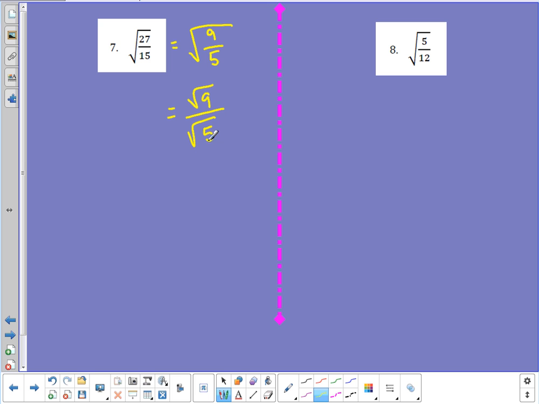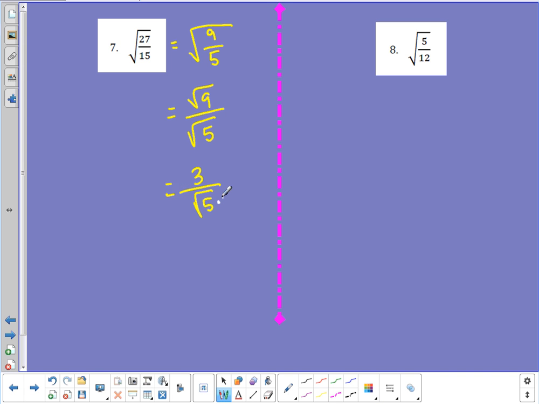Can't do anything with the 5. The 9 I can. Now that's great, because the square root of 9 is just 3, so that gives me 3 over the square root of 5. But here's the deal. I still have a radical in the bottom. Even though I simplified the top, that didn't help me on the bottom, so I've still got to fix that.